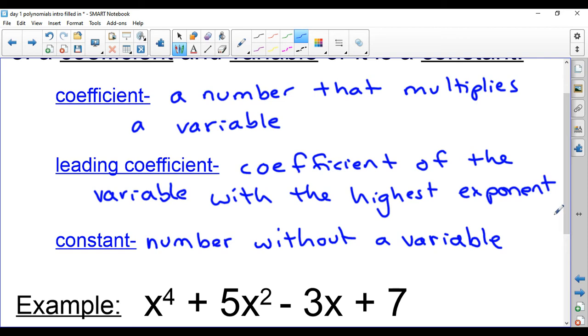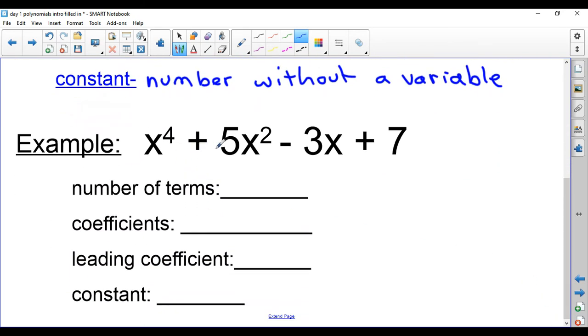The reason that that is called leading is that when we write the polynomial in descending order, the leading coefficient is the coefficient of the first term. A constant is a number without a variable. So all the numbers are coefficients except the one that's not multiplying a variable.